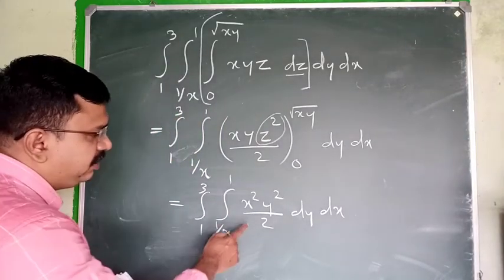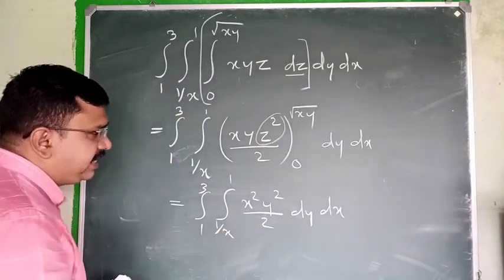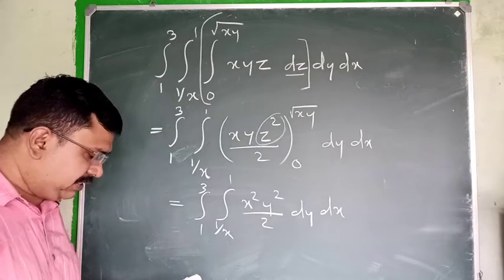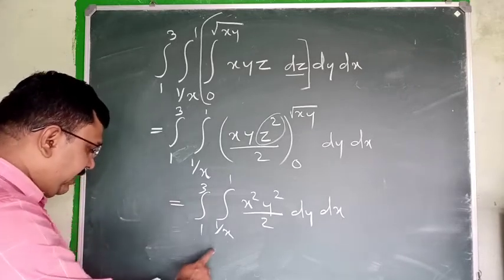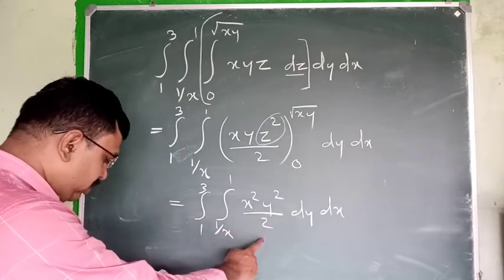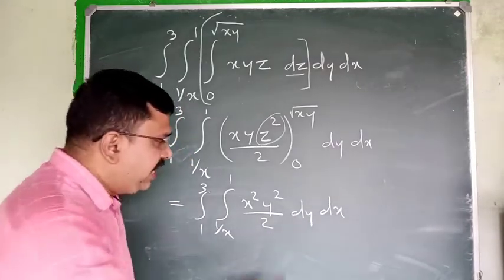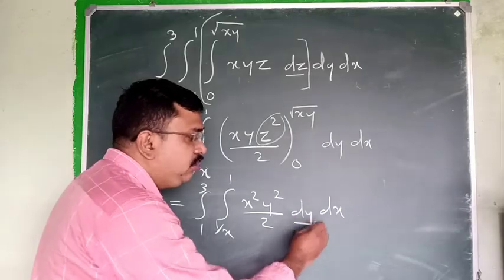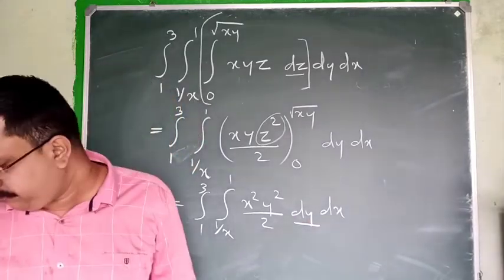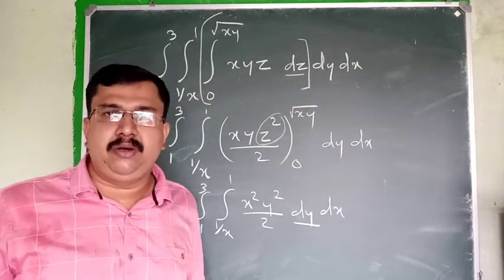Here 1 by 2 can be taken outside. Then the next step: integral 1 to 3, integral 1 by x to 1 of x square y square by 2 dy dx. Then in the next step we integrate with respect to y. Please write down these steps in your notebook.